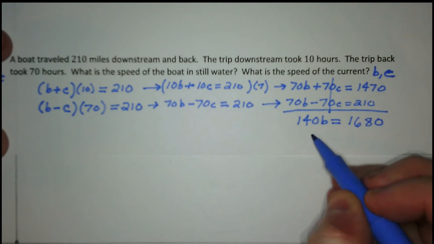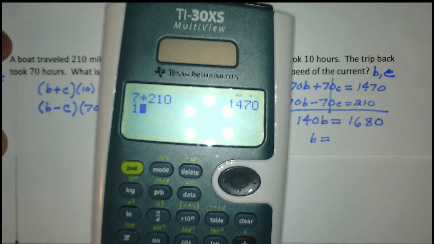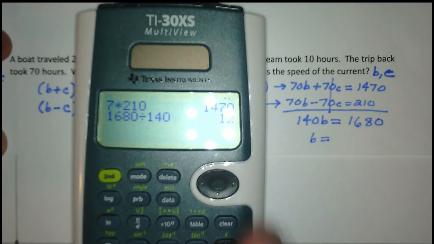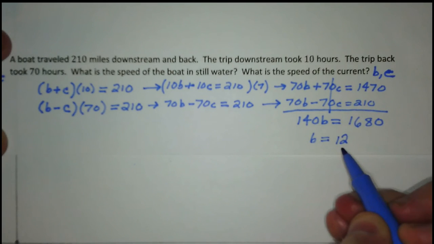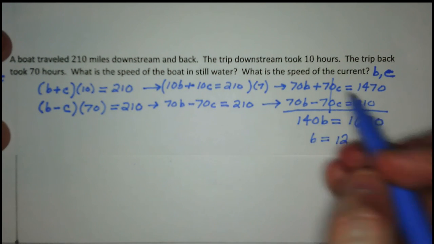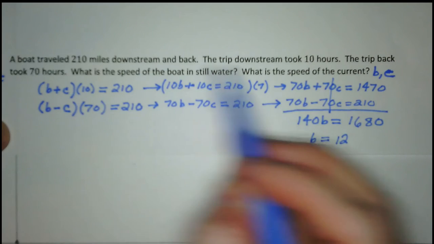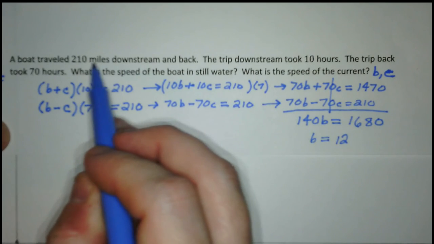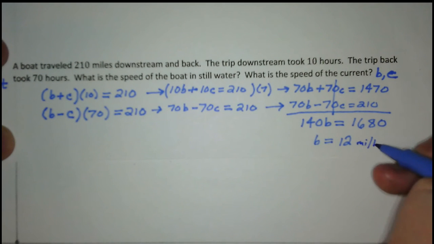And now you're going to have to divide both sides by 140. So 1,680 divided by 140, 12. So what was that? 12 what? $12? 12 tigers? But no, 12 kilometers per hour? Miles. So 12 miles per hour.